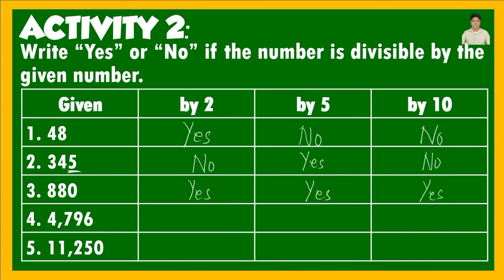Next, 4,796. We have by 2, yes. And then, since hindi naman siya nag-e-end sa 0 and 5, no siya dito, tsaka sa fourth column. Next, 11,250 divisible by 2, yes. Nag-e-end kasi sa 0. Divisible by 5, yes. So, dahil dalawang yes na yon sa 2 and 5, automatic, yes na rin po dun sa by 10. So, ayan lang po yung ating second activity.